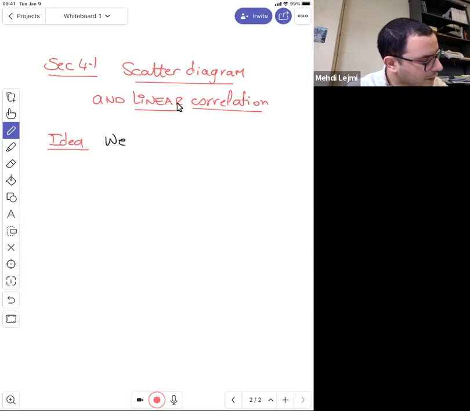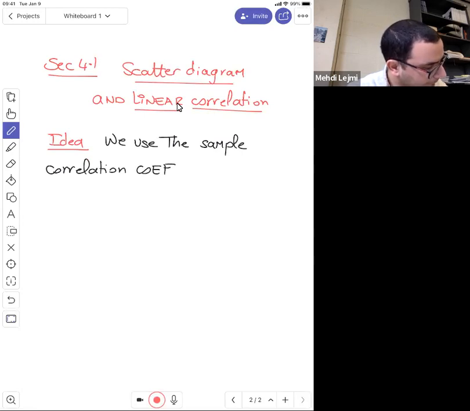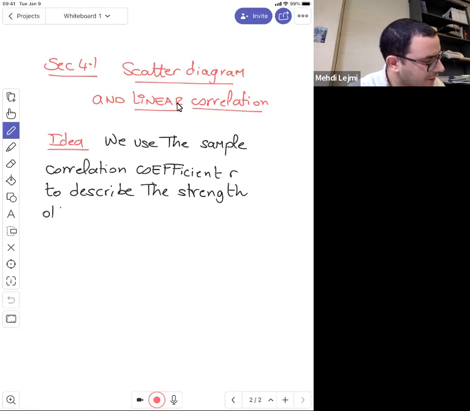So we use the sample correlation coefficient R to describe the strength of the linear correlation.